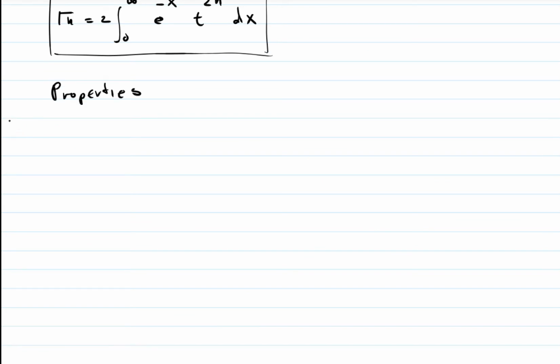Properties. Now, property number 1. The property number 1 says that gamma of n plus 1 is equal to n gamma of n. Now, how do we prove this property? It means that if you have a gamma of a given number plus 1, you're going to have just that number times the gamma of that number.